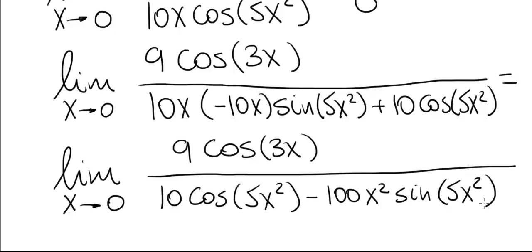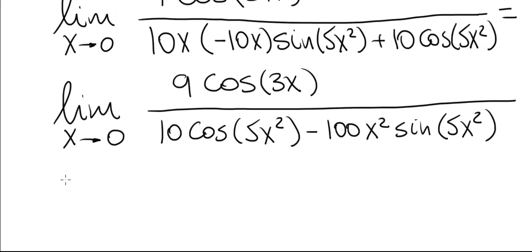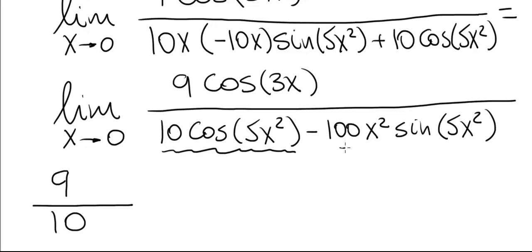Now let x approach 0. The numerator, cosine of 3x approaches cosine of 0, which is 1, times 9. So the numerator approaches 9. In the denominator, this part right here, as x goes to 0, we get cosine of 0 times 10, which is 10. And then the second part goes to 0, and our final answer is 9 divided by 10.